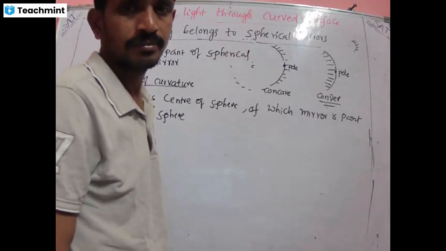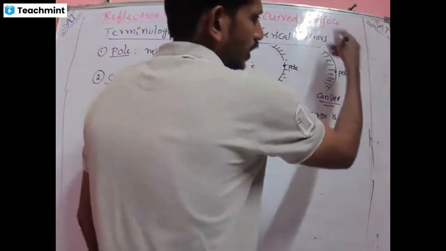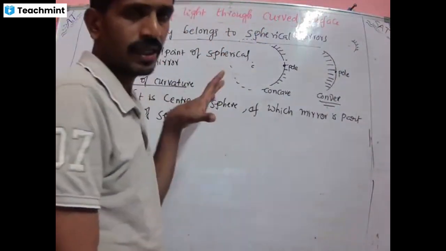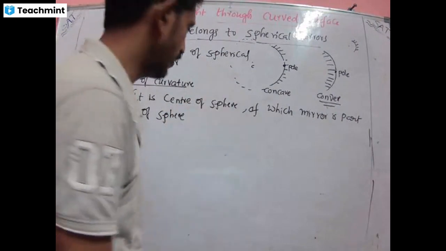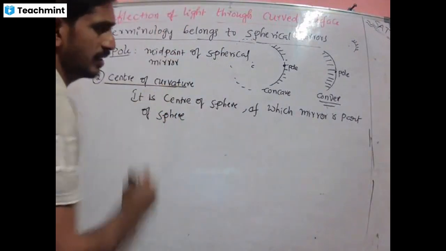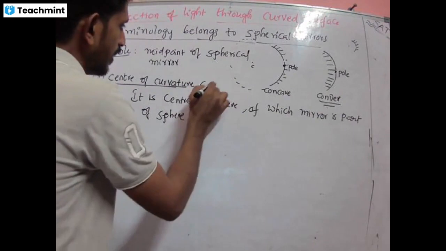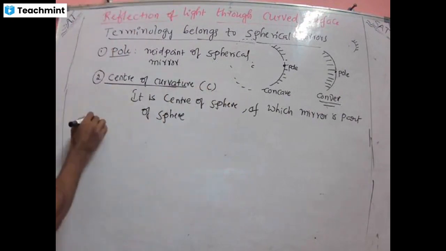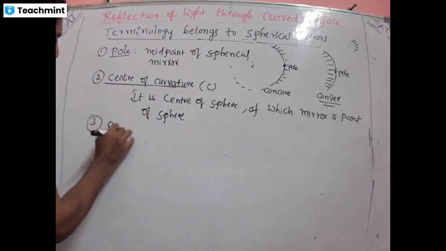If we take a big curved surface, the center is farther away. This is the center of curvature, which is represented by the letter C. Next one is the radius of curvature.